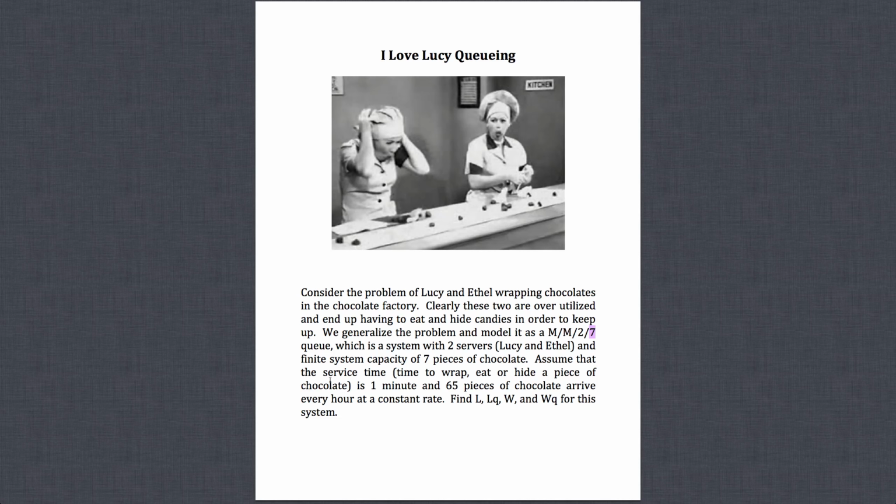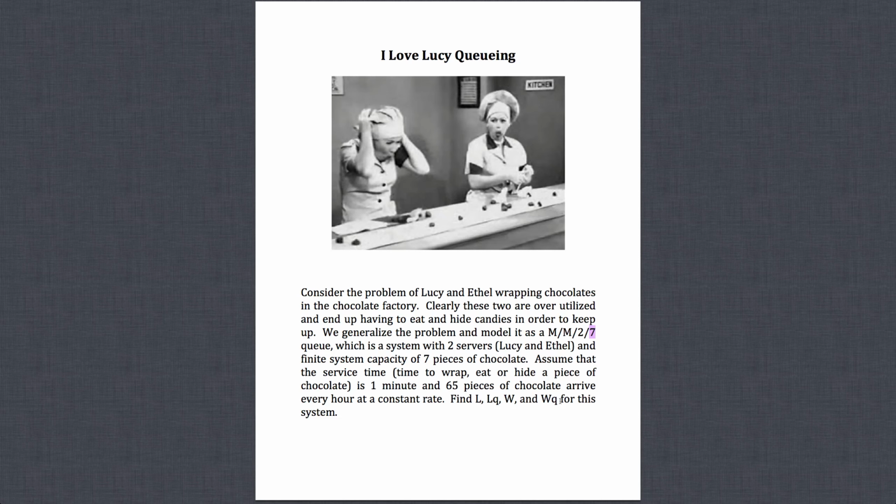We assume an average service time here as the time to wrap a piece of candy, eat it, or hide it. Assume that they're all the same. And that's 1 minute. Since we have the service time here, we can get the service rate, mu, which is just 1/1, so mu is 1. We also assume that 65 pieces of chocolate arrive every hour at a constant rate. And we have the task of finding L, LQ, W, and WQ for this system.